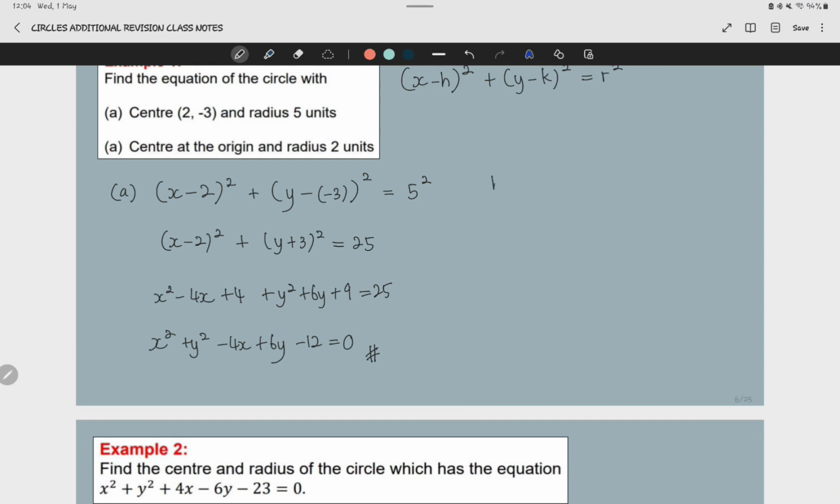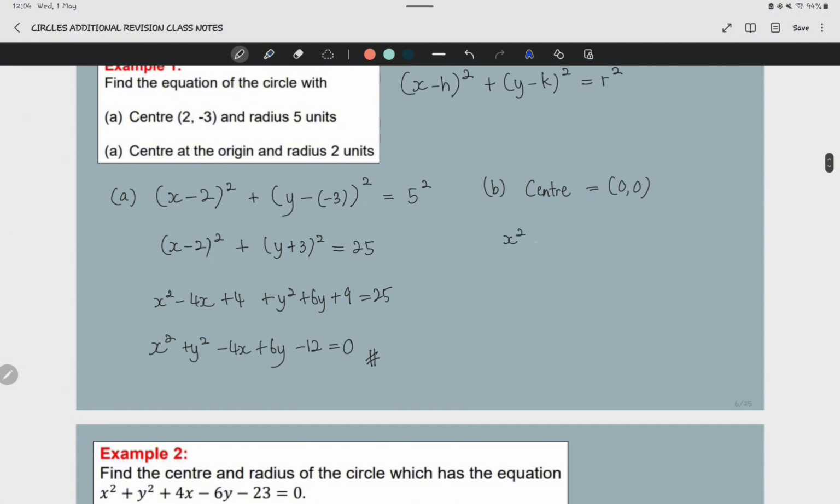Okay, so what about B? B is easier, because we know that the center is at the origin, which is (0, 0). So h and k are also 0. So in the end it will just be x squared. If it's not clear, (x minus 0) squared plus (y minus 0) squared equals 2 squared, r squared. So x squared plus y squared equals 4. If you want it nicer, x squared plus y squared minus 4 equals 0.